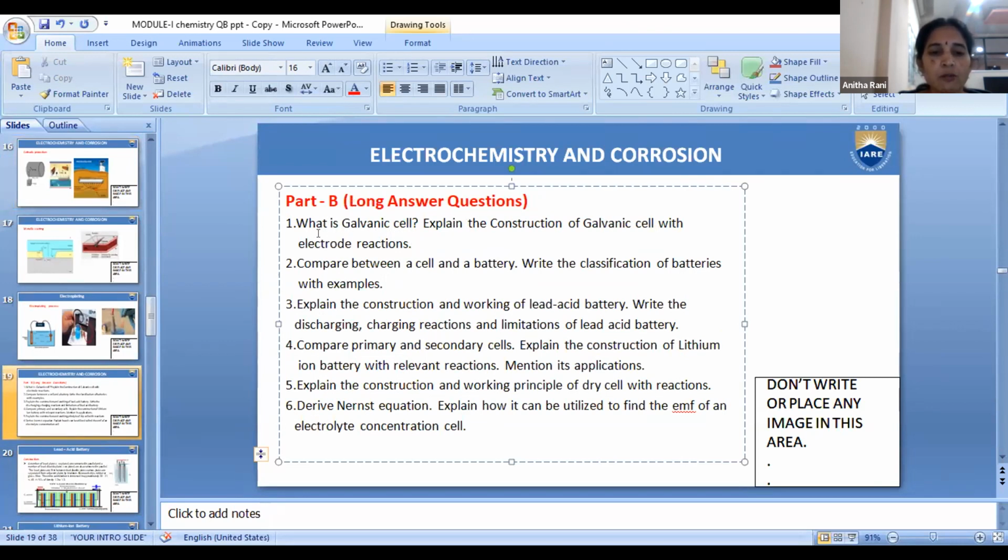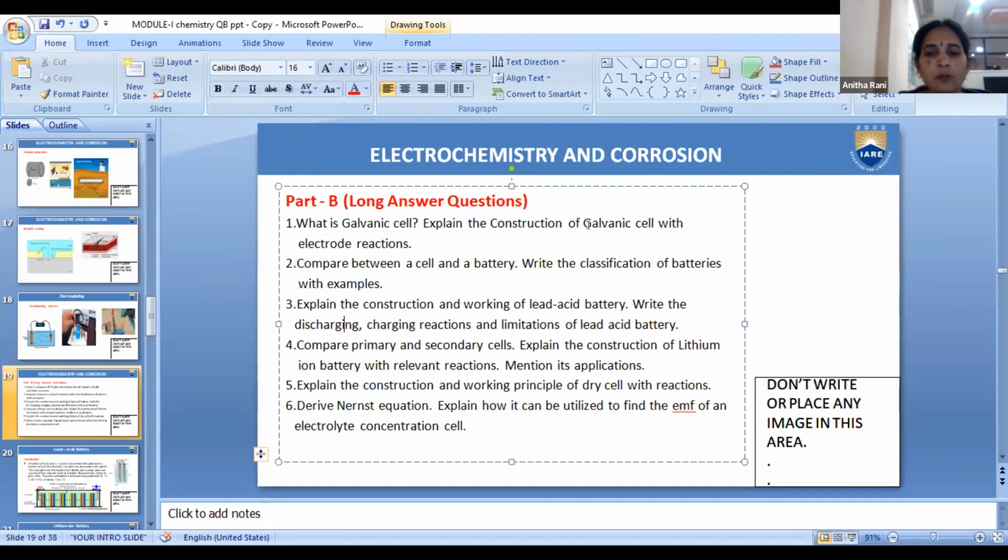What is galvanic cell? First question. What is galvanic cell? Explain the construction of galvanic cell with electrode reactions. Students, you have to write first what is galvanic cell. What will you write as the definition? It is a device that converts chemical energy to electrical energy.